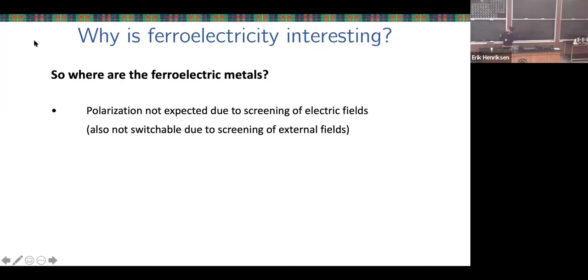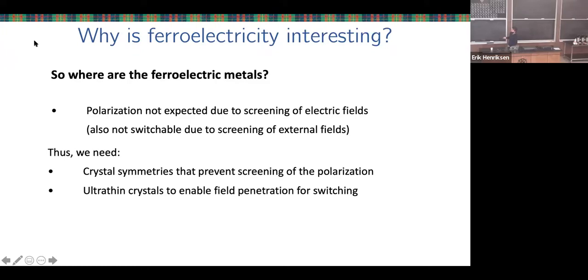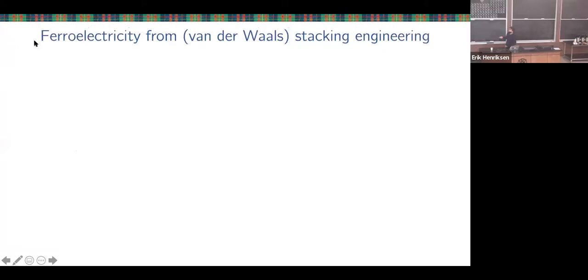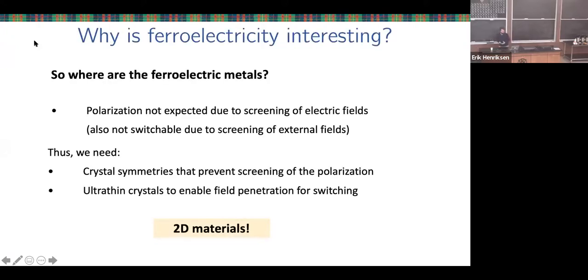If you just sort of think about it for a couple minutes, polarization in a metal is not expected because if you have an internal electric field due to charge separation or something, it's naturally going to be screened out by mobile charges, right? And moreover, it wouldn't be switchable. You would not be able to switch it due to the screening of the electric fields as well, right? So what do you need? You need a system with crystal symmetries that prevent the screening of this polarization, that sort of lock it in. And you need really ultra thin things to enable the electric field to penetrate and actually be able to switch the polarization. So naturally, this is going to happen in two-dimensional materials.